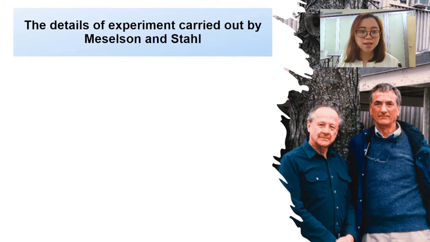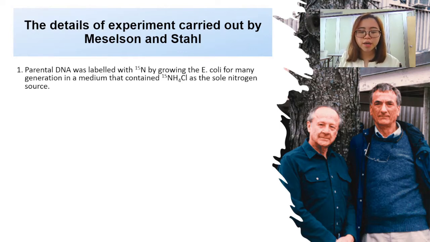So this is the details of the experiment carried out by these two gentlemen. Okay, to know how DNA replicates itself, they started by labeling the parental DNA with 15N.